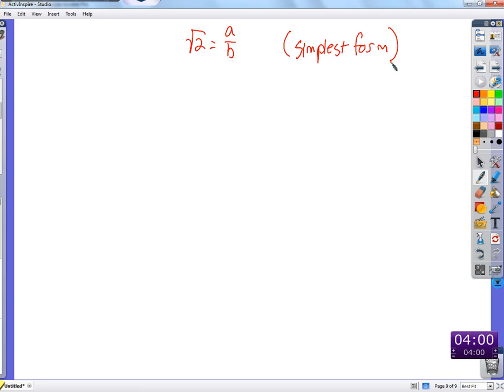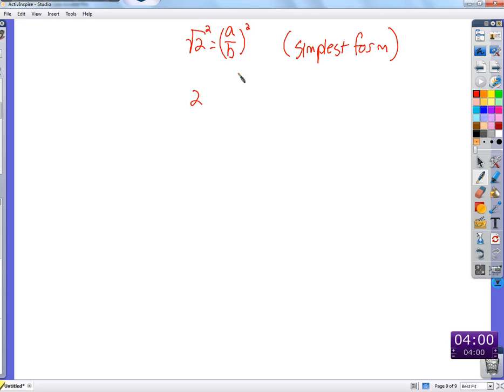So what we're going to do is prove that you can't do this. Actually, our assumption will turn out to be wrong. So if the square root of 2 is rational, let's just start to mess around with this. Well, we'll square both sides. If I square the square root of 2, that means I take the square root of 2 times the square root of 2, which should give you 2, so that side is 2.